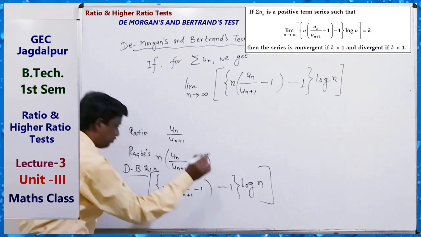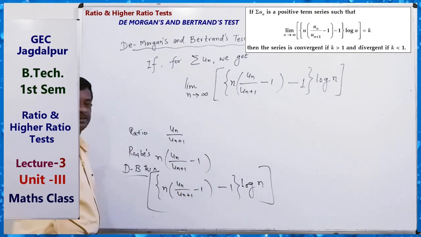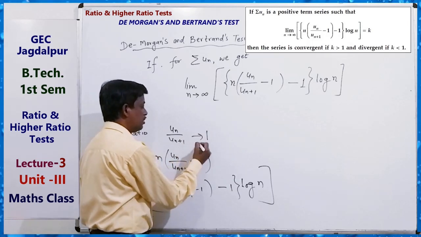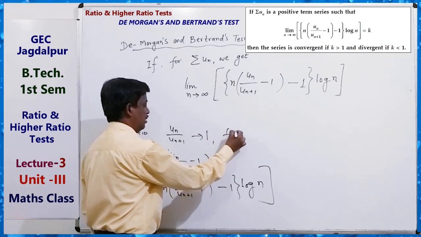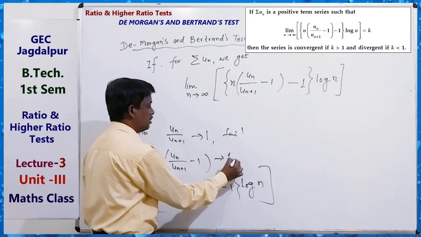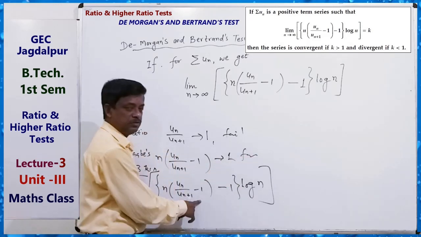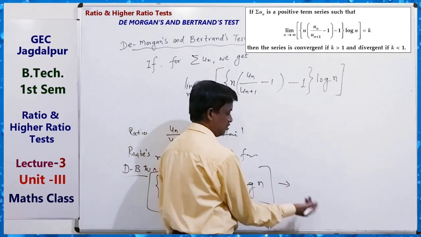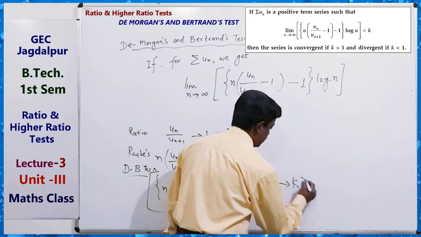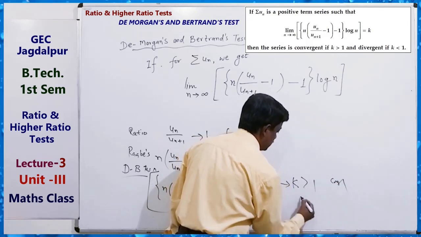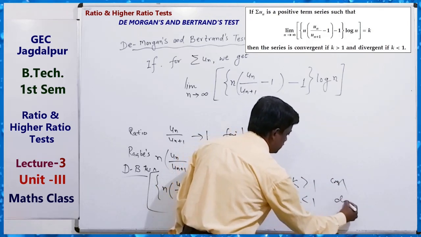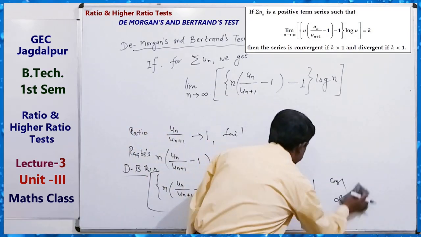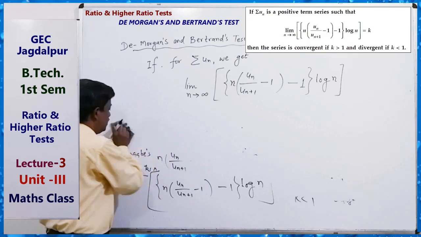This total. Find this limit. If this limit is tending to 1, fail. If tending to 1, fail, then you can use this. And the rule is set. Tending to k: greater than 1, convergent, less than 1, divergent. Clear?